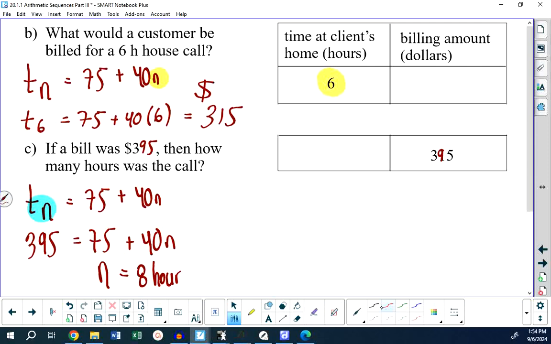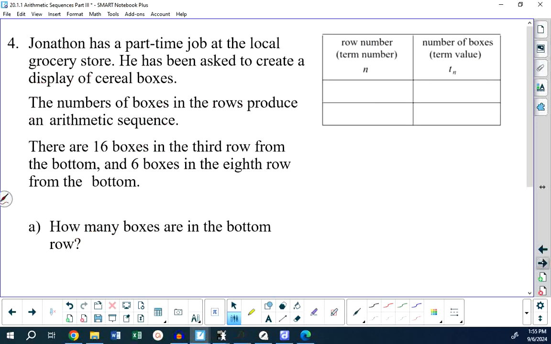All right, we have one more question to do. This one is a word problem as well. It requires a little more thought. Jonathan has a part-time job at a local grocery store. He's asked to create a display of cereal boxes, and the number of boxes in the rows produce an arithmetic sequence. So you can visualize what's happening here. There's a row of boxes on the floor, and then above it, there's a row of boxes where there's fewer and fewer and fewer. And it's arithmetic. It says there are 16 boxes in the third row from the bottom.